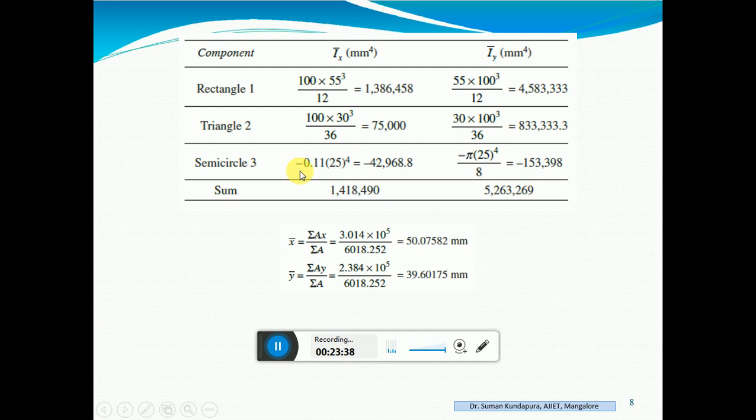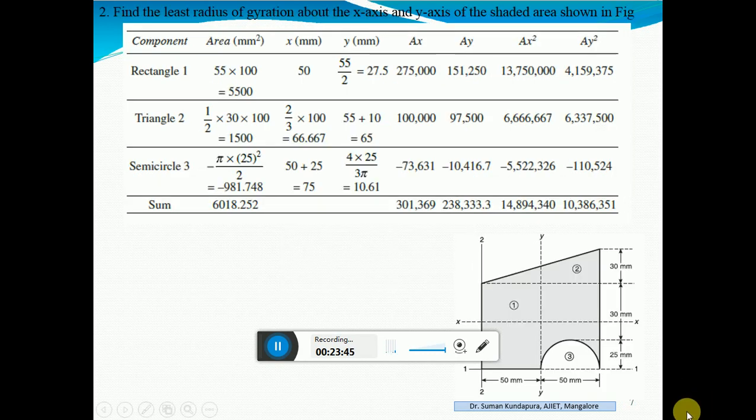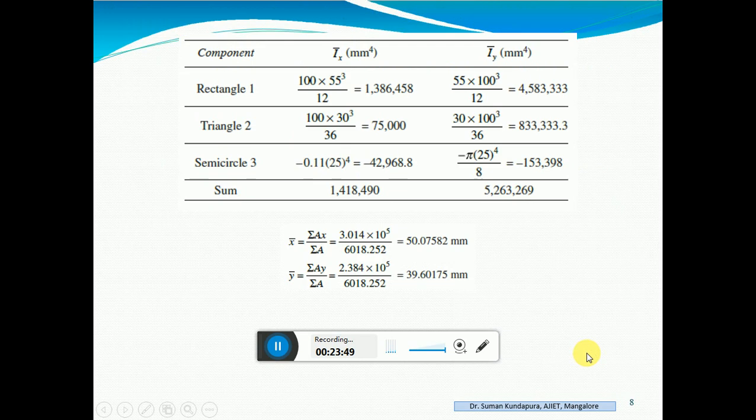For the semicircle, look back into your derivation. Semicircle Ix bar, look into the derivation. You will get to know how we got the minus, because of the cutoff area, 0.1125 r to the power 4. That is r to the power 4. Iy bar, this is because of the cutoff region.